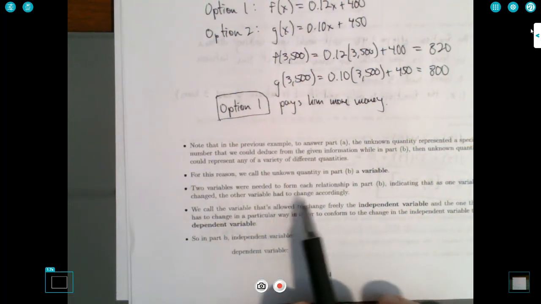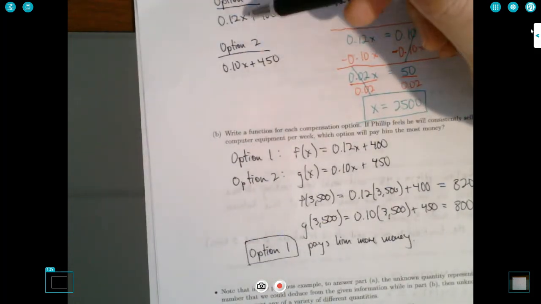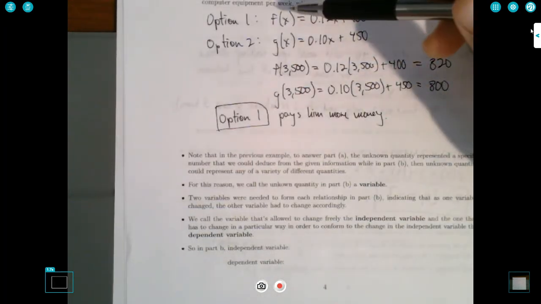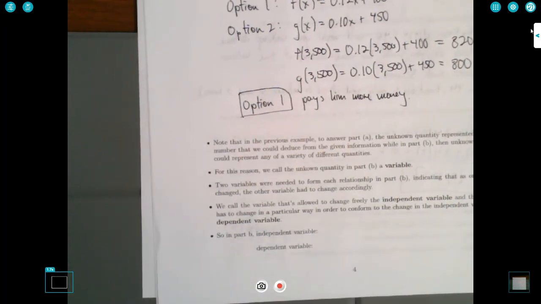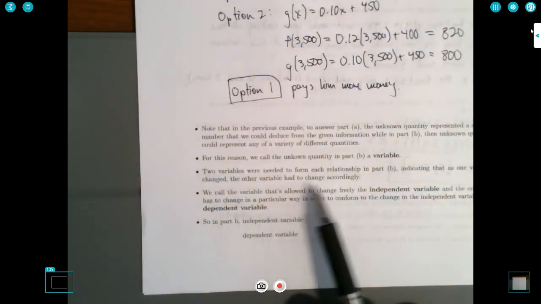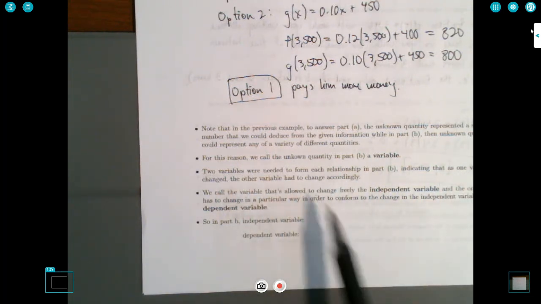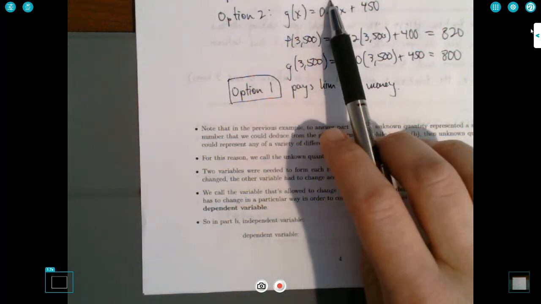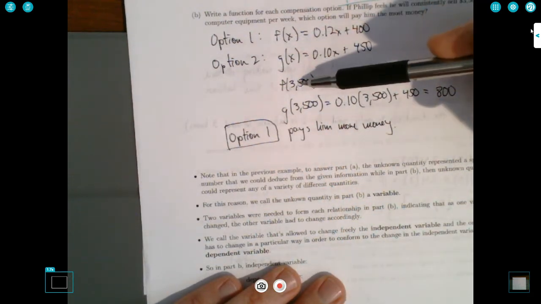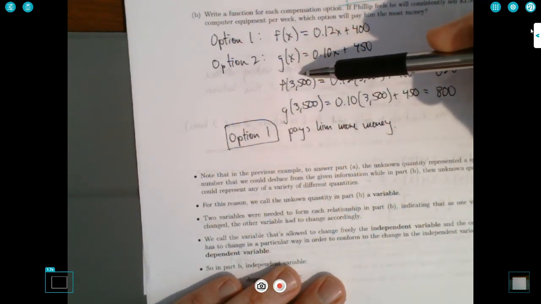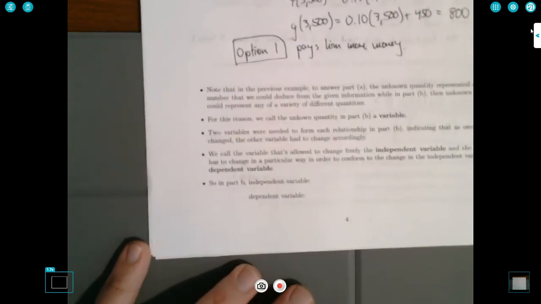Now, 2 variables were needed to form each relationship in part B, right? So whereas in part A we just had one unknown, in part B we had 2 variables, right? We had the input variable and then the output variable. So 2 variables were needed to form each relationship in part B, indicating that as one variable changed, the other variable had to change accordingly, right? When our inputs in part B changed, our outputs changed, right? So if you change your input from 3,500 to like 2,500, your output's also going to change from 820 to 700, I think is what it was.